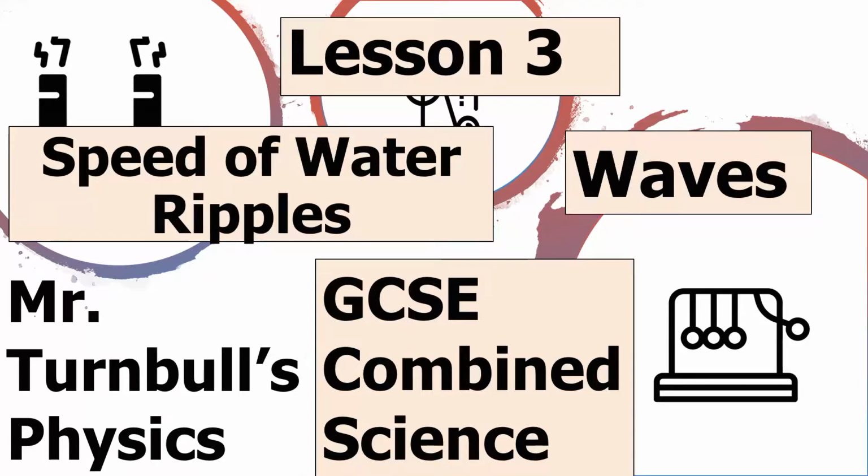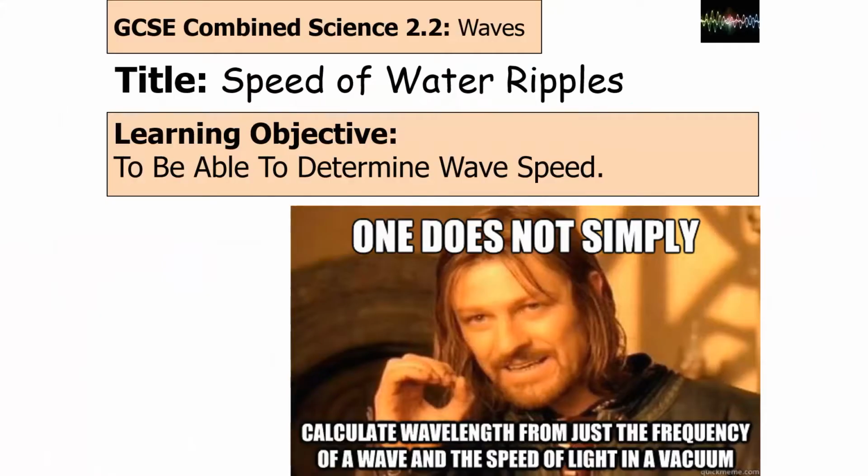Hello and welcome to this lesson where we're going to look at how you can calculate the speed of water ripples in a practical investigation, which forms part of the AQA Combined Science course for GCSE Physics. So in today's lesson we're going to try and determine the wave speed of a wave, and in this example it's going to be a water wave.